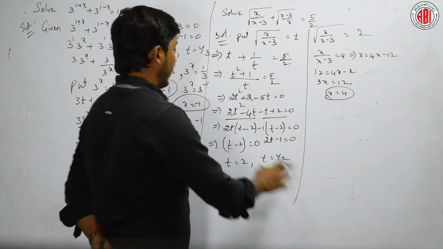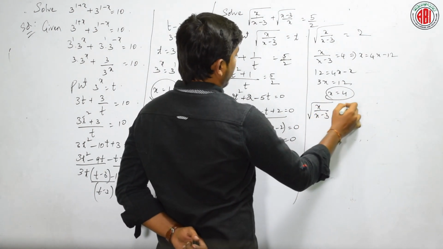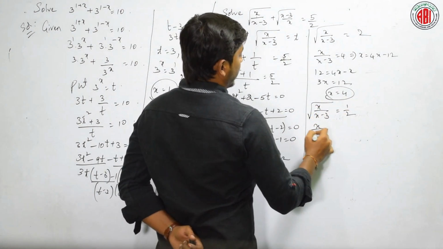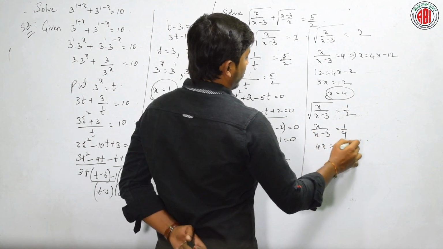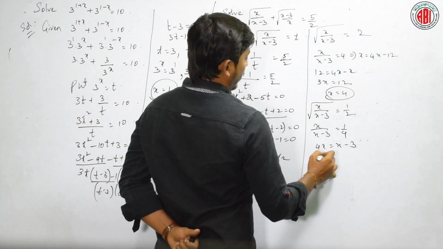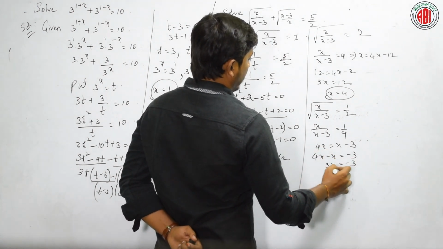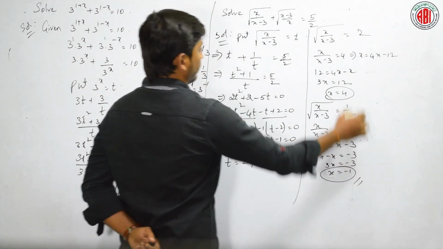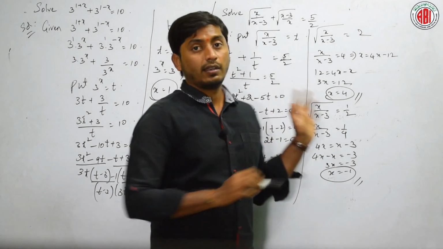Yes, similarly let us take 1 by 2. Under root x by x minus 3 is equal to 1 by 2. x by x minus 3 is equal to 1 by 4. 4x is equal to x minus 3. 4x minus x is equal to minus 3, 3x is equal to minus 3, x is equal to minus 1. Clear? Are these questions easy to solve?